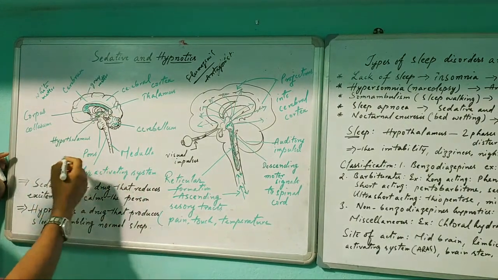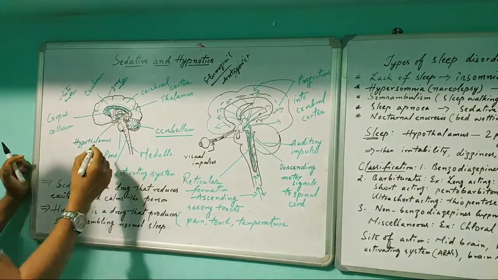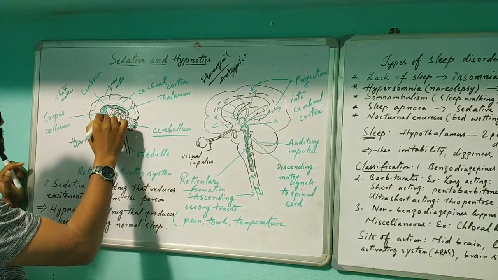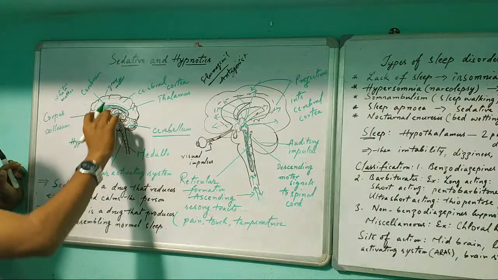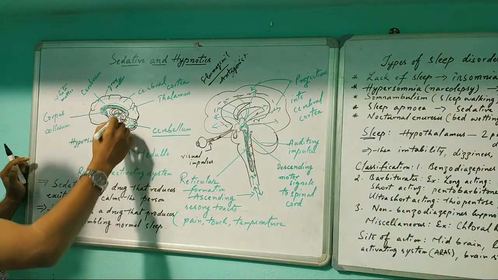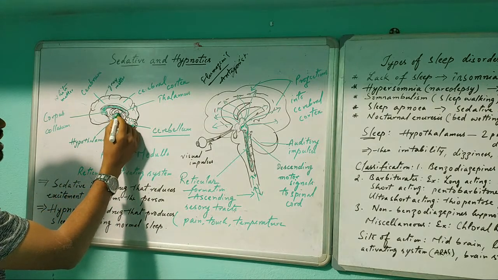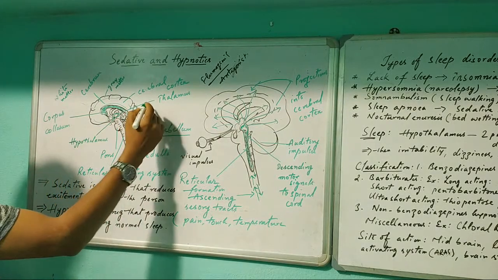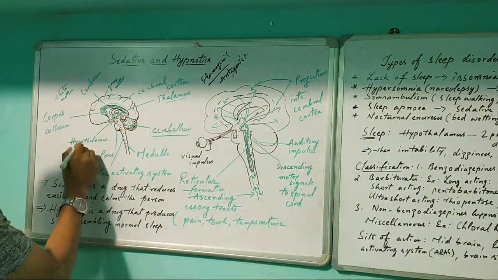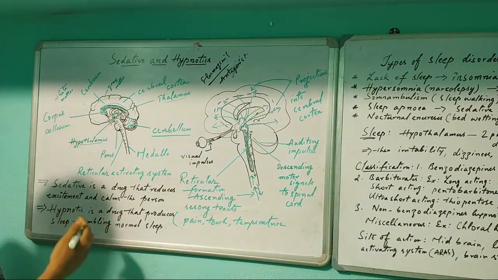And this is the hindbrain, which is called the cerebellum. And this is the corpus callosum, shown in black and green color. And this is the hypothalamus. Below this little projection is the thalamus, and below the thalamus, the hypothalamus is there.